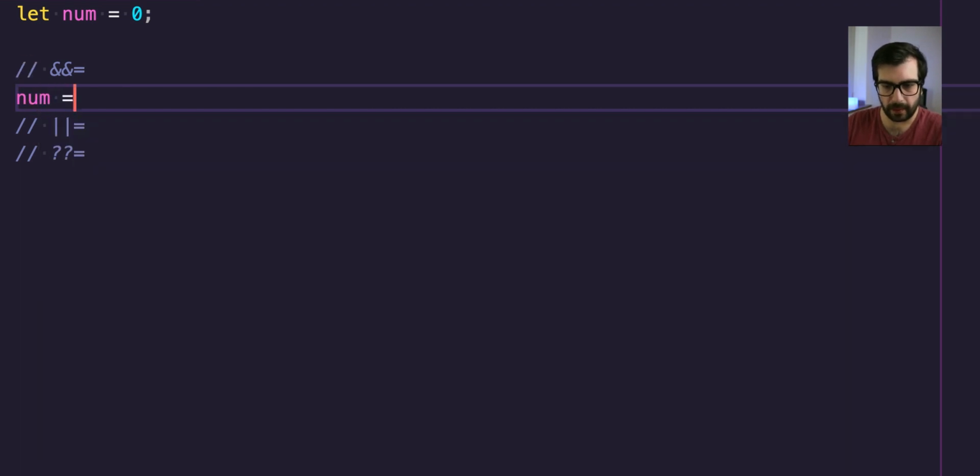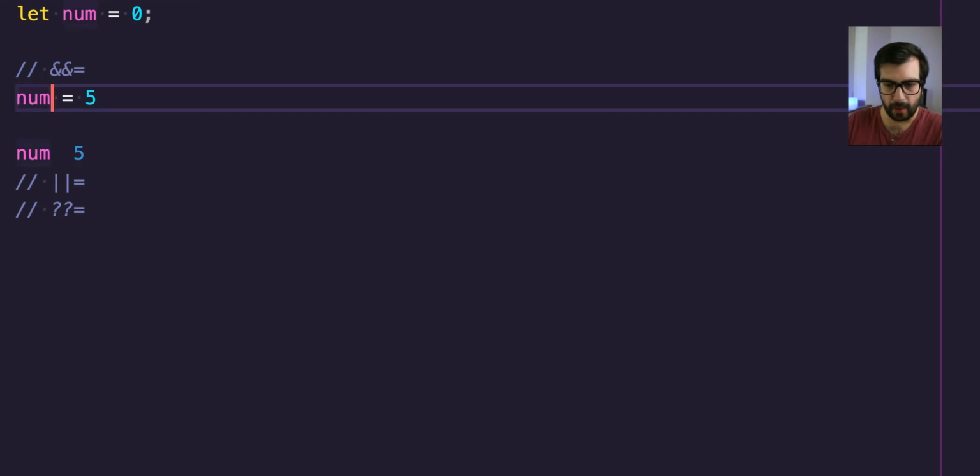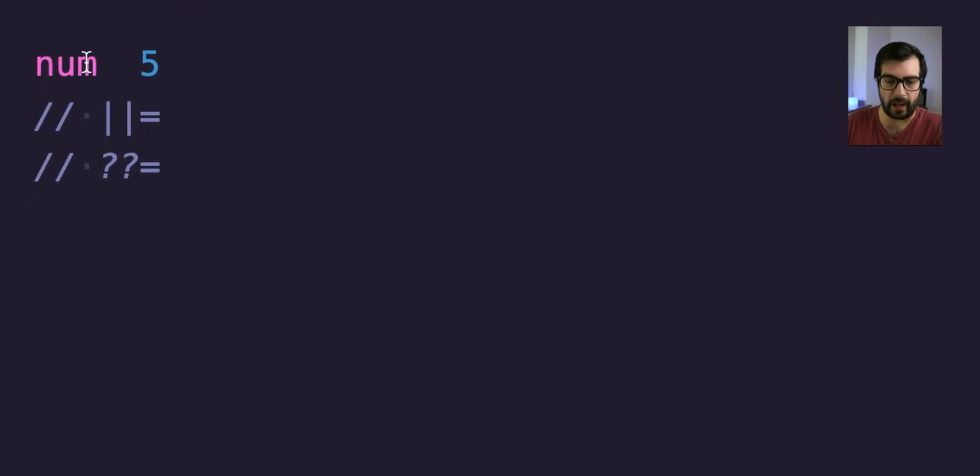So num equals, let's say, 5. We already know that num will be 5. But what if I wrote &&= 5? Then num would be 0. And this, since we already know about logical operators, is because num was falsy, so the right hand side did not get evaluated. But what would happen if num was not 0? Let's say that num was 10. Since num is truthy, it will evaluate the right hand side and num will be 5.